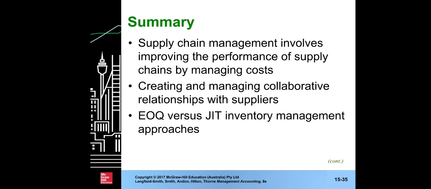So see here, supply chain management involves improving the performance of supply chains by managing costs. So that is the first thing, the focus is on cost. And then creating and managing collaborative relationships with suppliers. Economic order quantity versus JIT inventory management approaches. So the second point shows that in this topic, you have learned the way to create and manage relationships with suppliers. Like I have said several times in the lecture, it is not only that you want to have a relationship with a supplier, but you have to manage the relationship so that your business or your organization can get the most benefit from the relationship.